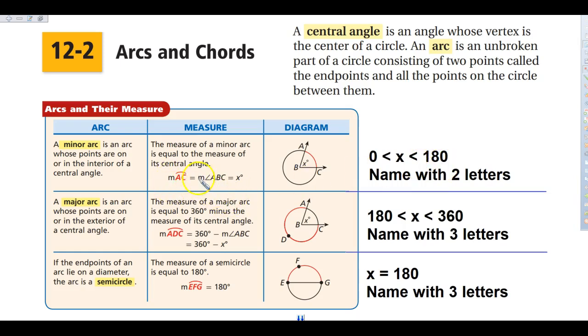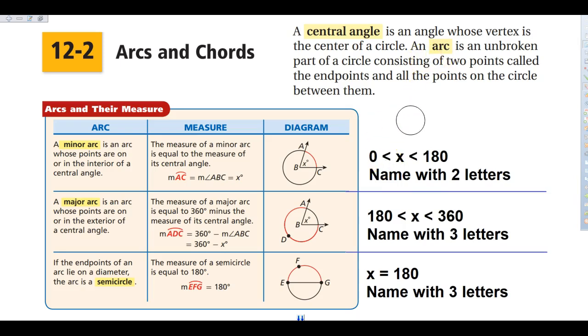Now, the way that we name these arcs is we're going to write the letters and we're going to draw this little arc symbol on top of it. So if I'm just writing arc AC, I'm going to write an AC and I'm going to draw an arc on top of it. If I want to write the measure of the arc, which is its degree, just like in an angle, we're going to put a little m in front of it.